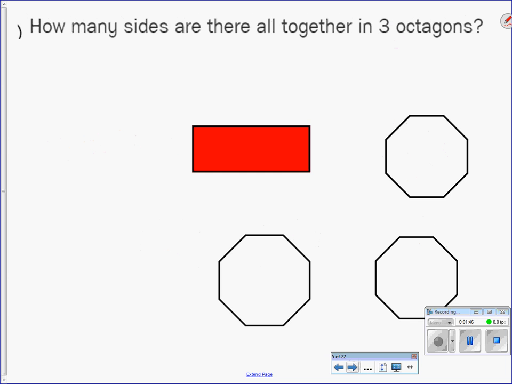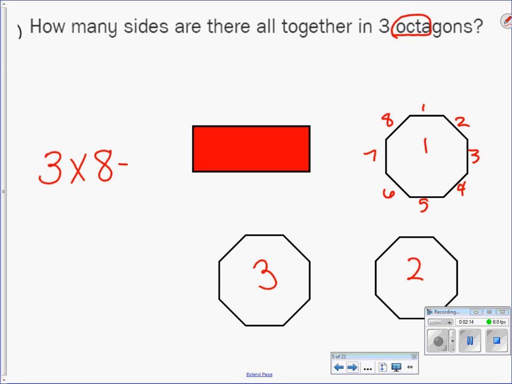Okay, on our next one, how many sides are there altogether on an octagon? Excuse me, octagon, it has 8 sides. 1, 2, 3, 4, 5, 6, 7, 8. Octa, meaning 8. Okay, here's 1, 2, 3 of them. So we have 3 octagons and 8 sides each, which would be an equation of 3 times 8, and 3 times 8 equals 24 sides.